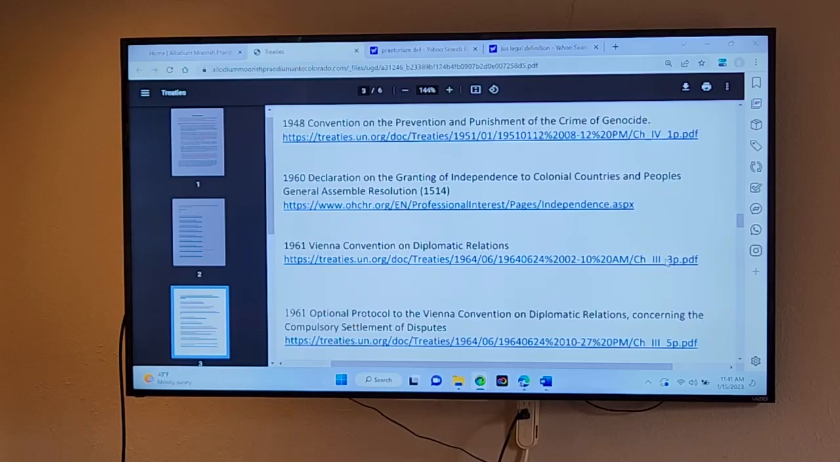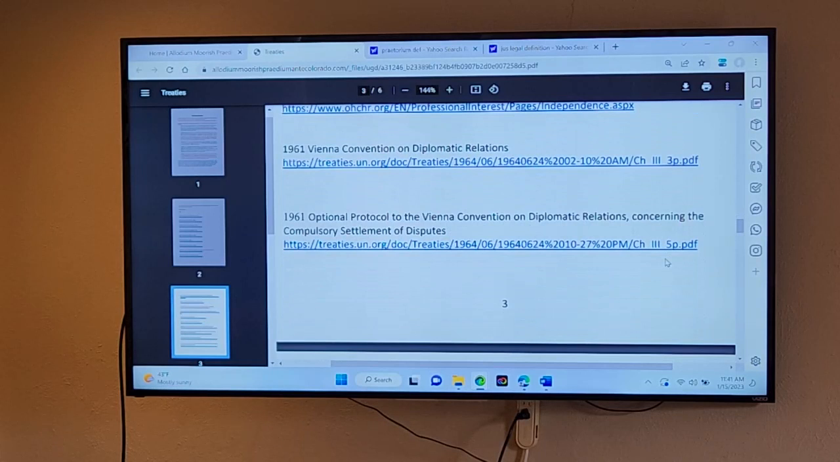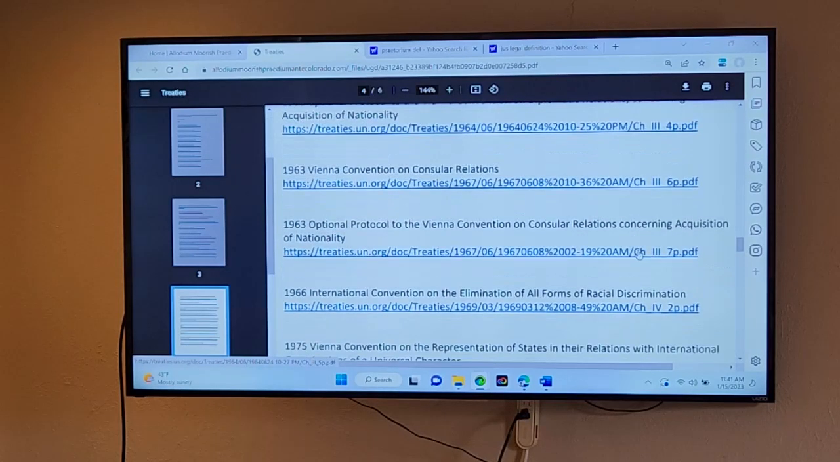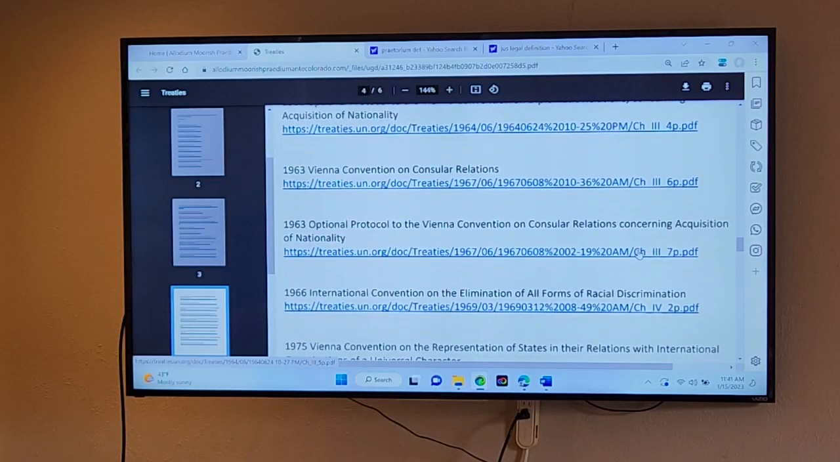The 1960 Vienna Convention on Diplomatic Relations. The 1961 Optional Protocol to the Vienna Convention on Diplomatic Relations concerning the compulsory settlement of disputes. The 1961 Optional Protocol to the Vienna Convention on Diplomatic Relations concerning acquisition of nationality. The 1963 Vienna Convention on Consular Relations. The 1963 Optional Protocol to the Vienna Convention on Consular Relations concerning acquisition of nationality.